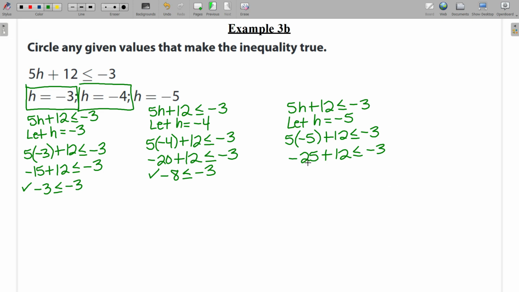Now when I take a negative 25 and I combine it with a positive 12, the 25 is the larger number numerically. The sign on that is a negative, so my answer will be a negative. And since these signs are different, I'm going to subtract them. So take 12 away from 25 and that gives me 13. So I wind up with a negative 13 on the left is less than or equal to negative 3. And when I compare those two numbers, negative 13 and negative 3, negative 13 is indeed less than, so that one does check out also. So in this particular example, all three h values that were given to us do make the given inequality a true statement.